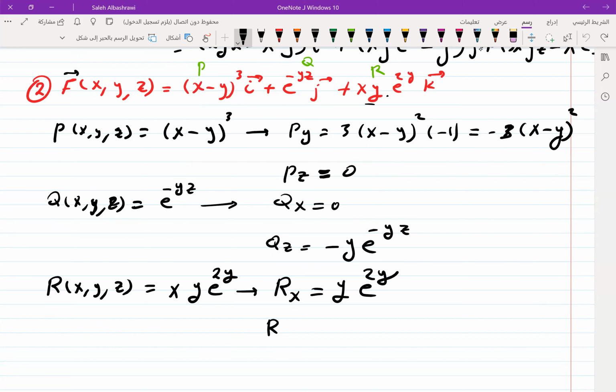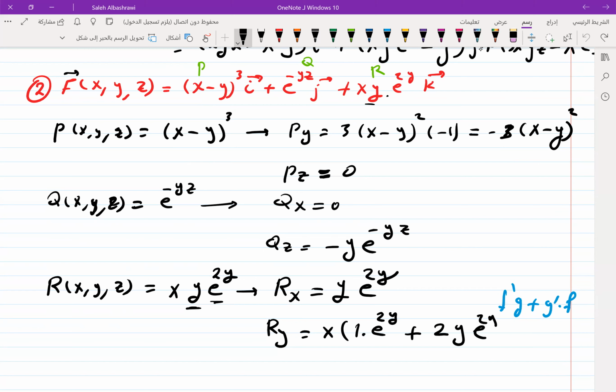Now r sub y, or the partial derivative with respect to y, is given by x multiplied by the product rule. To find the derivative for this one, we have to apply the product rule. The product rule is f prime g plus g prime f. The derivative of the first function, which is y in this case, is 1 times e to power 2y plus, now derivative of the power is 2, keeping the first function, y e to power 2y. This is r sub y.